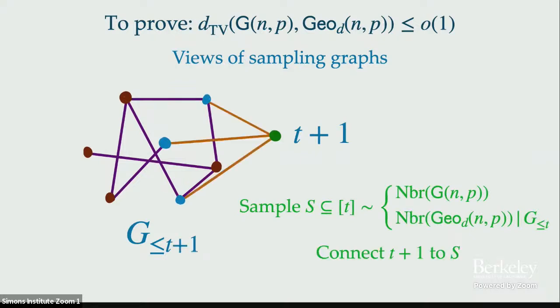So the key distribution that I want to point out here is the neighborhood distribution of a vertex. The neighborhood of vertex t+1 in the Erdős-Rényi model is just a binomial distribution, well, exactly. The neighborhood of vertex t+1 in the random geometric graph, however, will be much more complicated. It will depend on G_t itself, right?